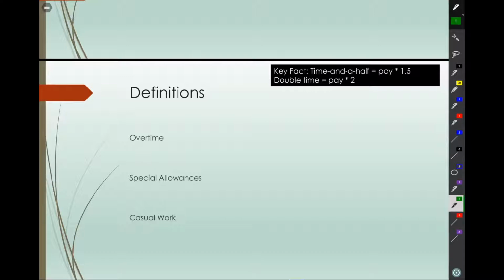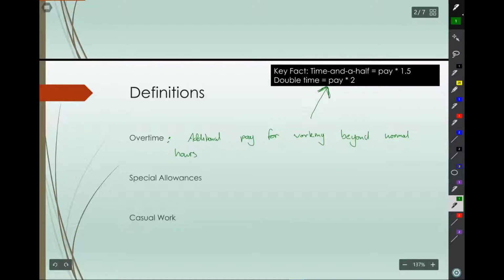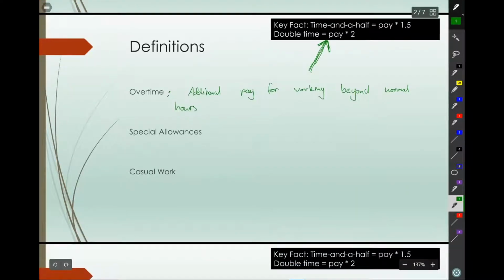Overtime is additional pay for working beyond normal hours. And you might like to include this in your definition as well. Overtime will usually either be time and a half, pay times 1.5, or double time, pay times 2.